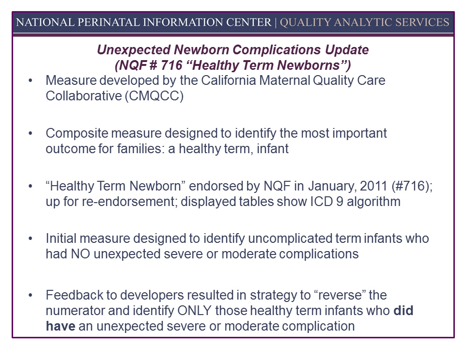So it was initially designed to measure uncomplicated term infants who had no unexpected severe or moderate complications. So the rates were up in the neighborhood of 92 to 98%. What the developers found once they put it out there was feedback that it might be very valuable to reverse the numerator and identify only those healthy term newborns who had, in fact, an unexpected severe or moderate complication.